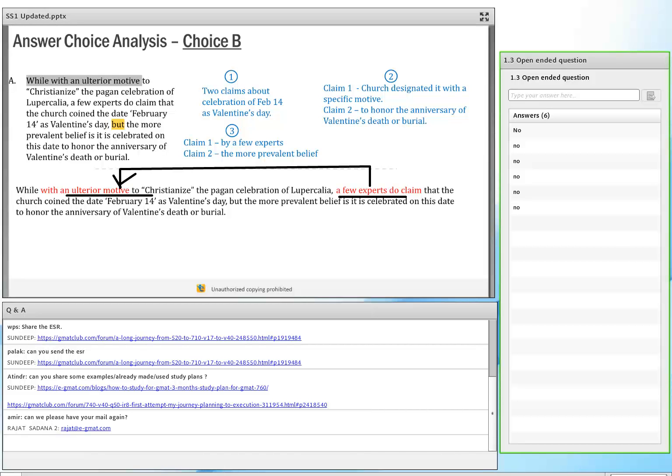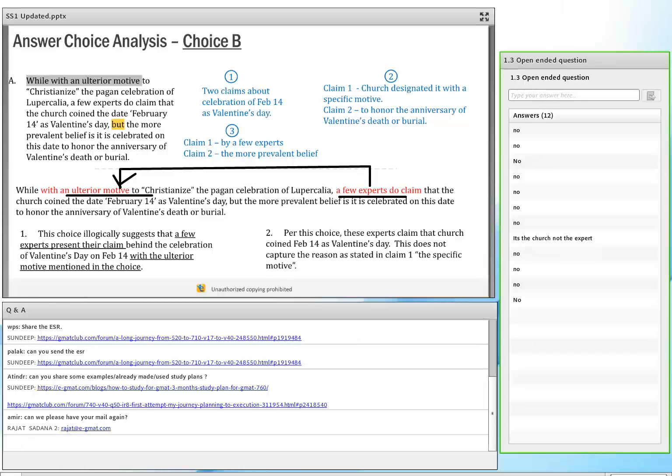No. Okay. And again, the motive that the church had is gone over here, which is the second piece, which kind of comes from the first piece. So, which is why choice B is wrong. It's not because it's wordy here, it just changes the meaning.